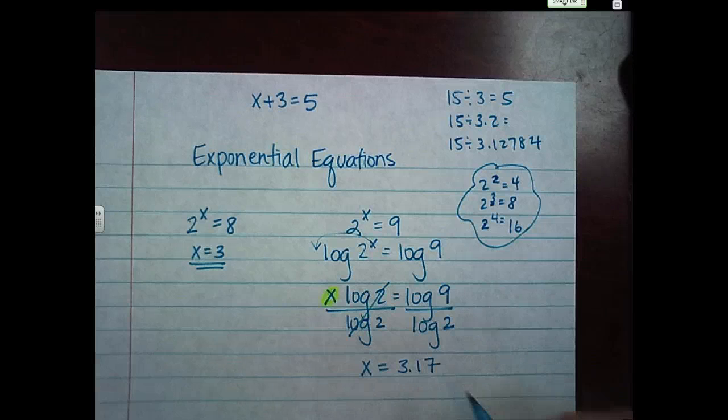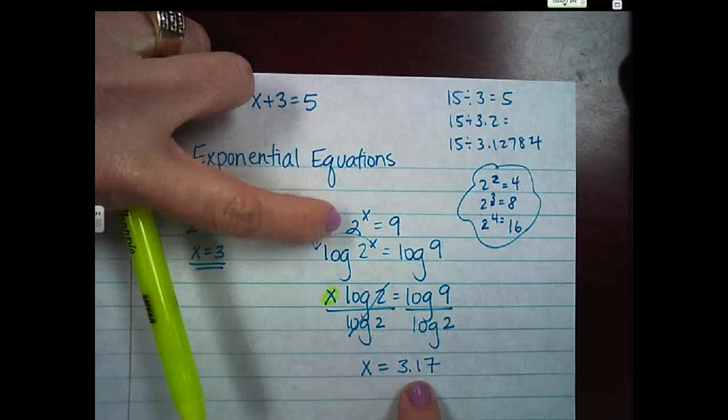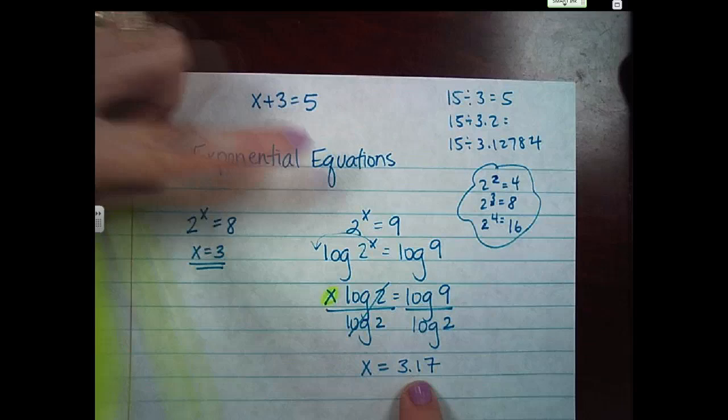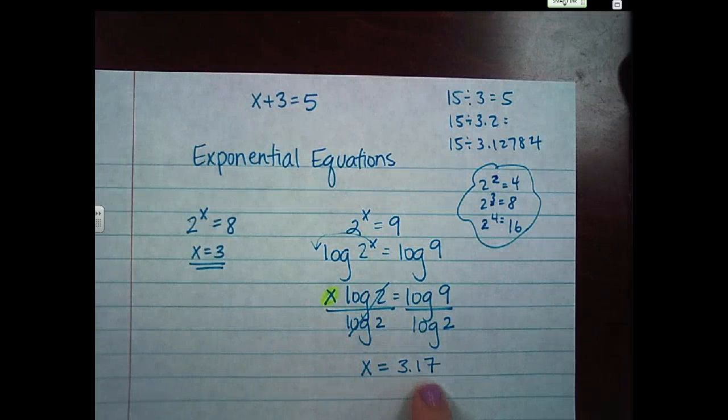Approximately 1.7. Right, and you can even check and make sure, 2 cubed is 8, so 2 to the 3.17 would be about 9. Okay? So that's the idea of today.